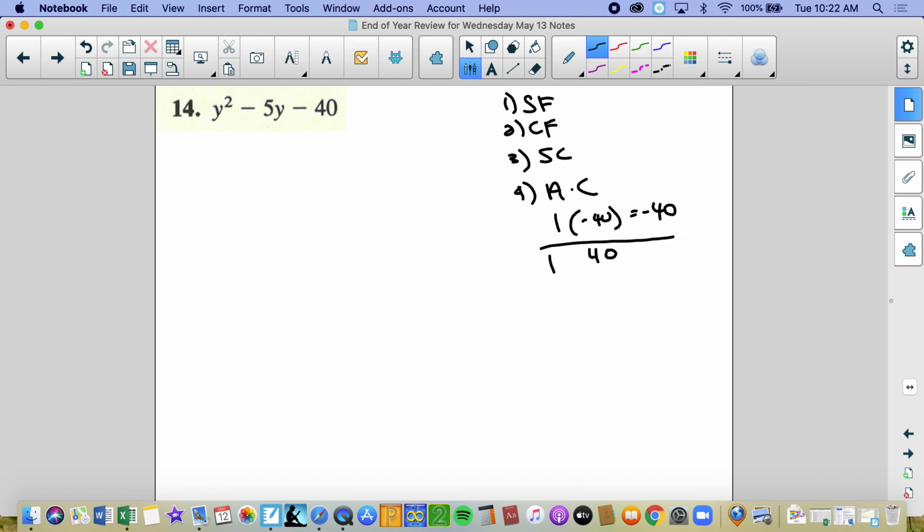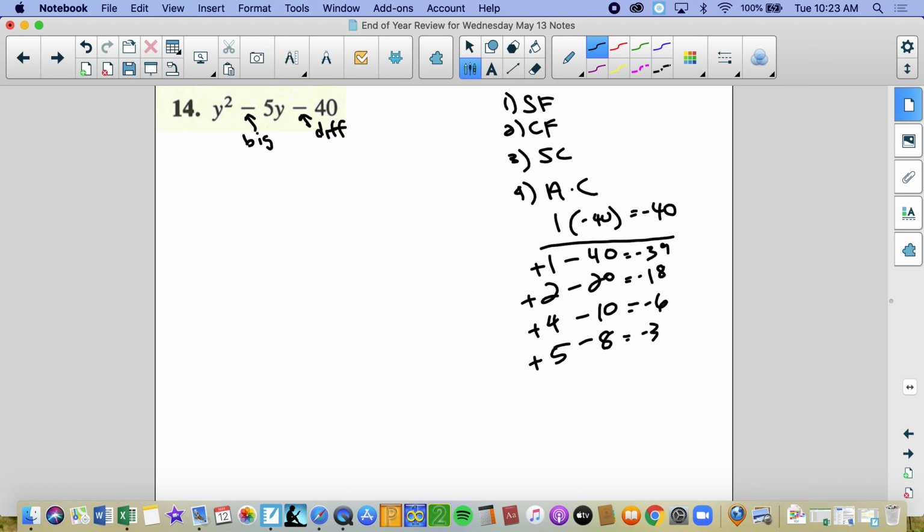Factors of 40 are 1 and 40, 2 and 20, 3 no, 4 and 10, 5 and 8, 6 no, 7 no, and I'm around the horn because 8's already done. So my signs are different. And the bigger is going to be negative. So this time, the bigger of the two numbers is negative, and the smaller is going to be positive. Remember, these signs have to be different. So now I'm going to combine them: negative 39, negative 18, negative 6, negative 3. And my middle is negative 5.